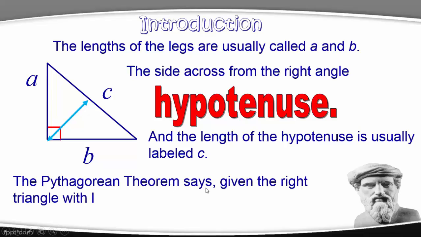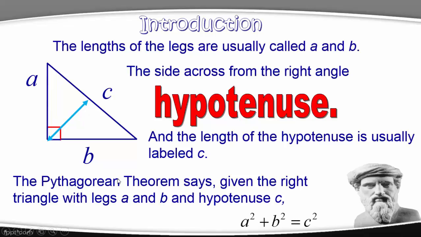So, again, the Pythagorean theorem says that given a right triangle, when it has a right angle, we call it a right triangle, with legs A and B and hypotenuse C, A squared plus B squared, meaning the lengths of these sides, is equal to C squared, the length of the hypotenuse.